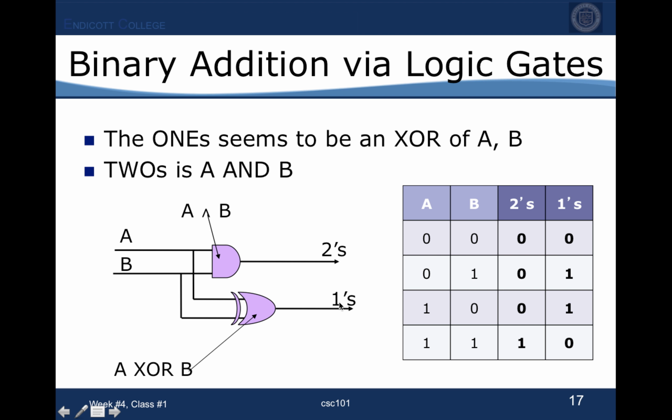Well, I can't give you the answer in one shot. Since I know my answer is a 2-digit binary number, I'm going to give you two outputs. One will be what to put in the ones column, or the ones digit, and the other will be what to put in the twos. Because of our observations, I think this is right. If I AND my inputs, that tells me what goes in the twos. And if I exclusive OR my inputs, which is what you see here, that should tell me what to put in the ones digit.